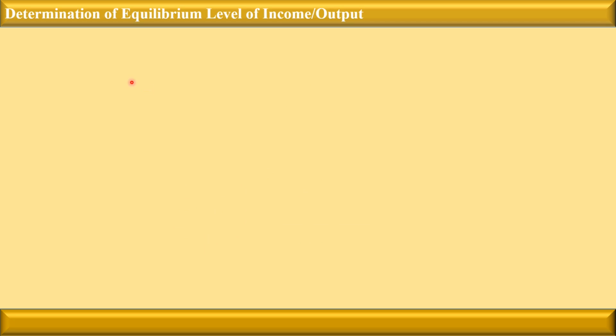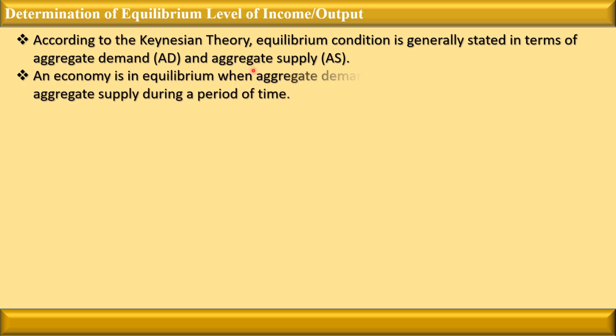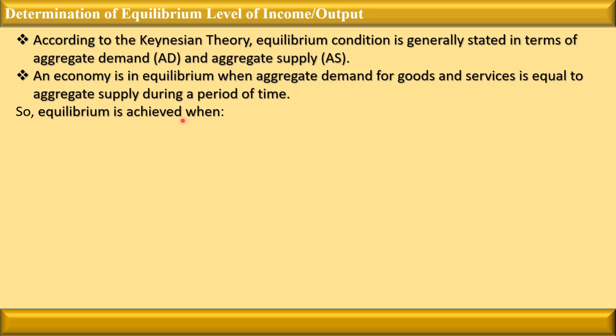Now let us see the next topic, determination of equilibrium level of income and output. According to the Keynesian theory, the equilibrium condition is generally stated in terms of aggregate demand and aggregate supply. The economy is in equilibrium when aggregate demand for goods and services is equal to aggregate supply during the period of time. So equilibrium is achieved when aggregate demand becomes equal to aggregate supply.